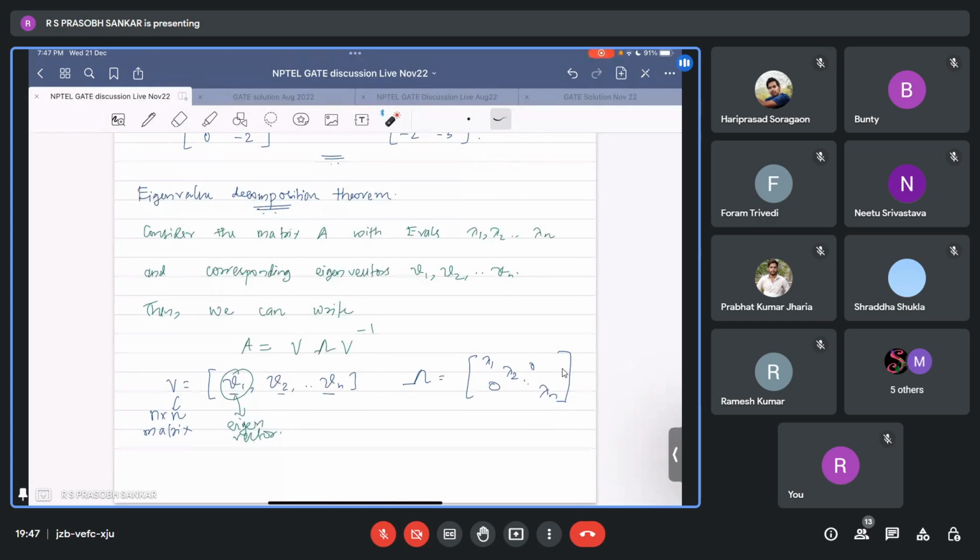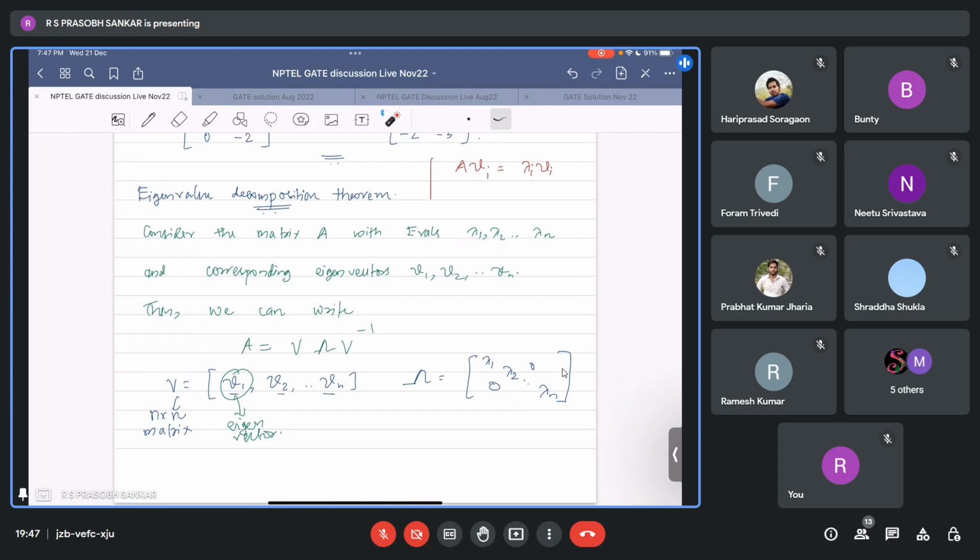We won't be going into the proof of this one. To summarize, let lambda 1, lambda 2 up to lambda n be the eigenvalues, and v1, v2 up to vn be the corresponding eigenvectors. Corresponding means we have A vi equal to lambda i vi. That is the meaning of saying lambda 1 has the eigenvector v1, lambda 2 has the eigenvector v2, and lambda n has the eigenvector vn.